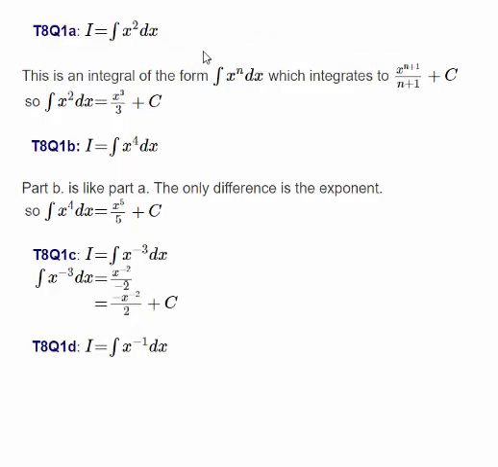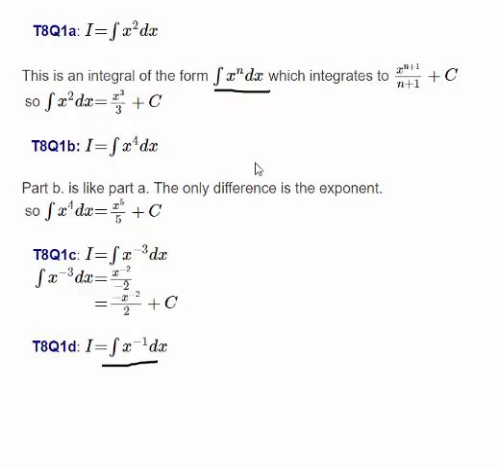Part 4, the integral of x to the minus 1. Now this is a special case because if we increase minus 1 by 1 we get 0, and if we were to divide by 0 we would get infinity. So that's not going to work. So this is the single exception to this rule.